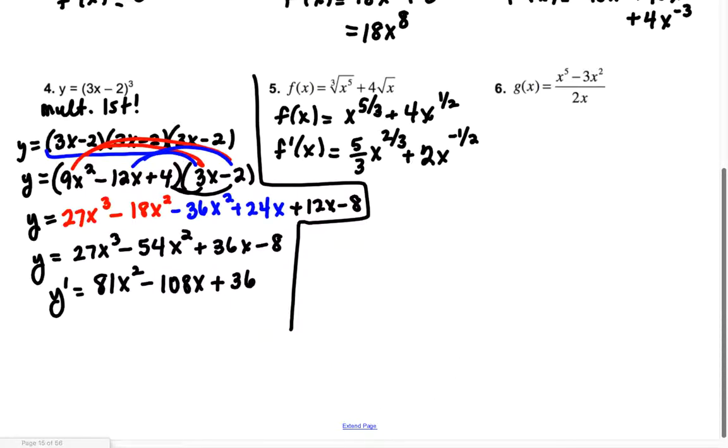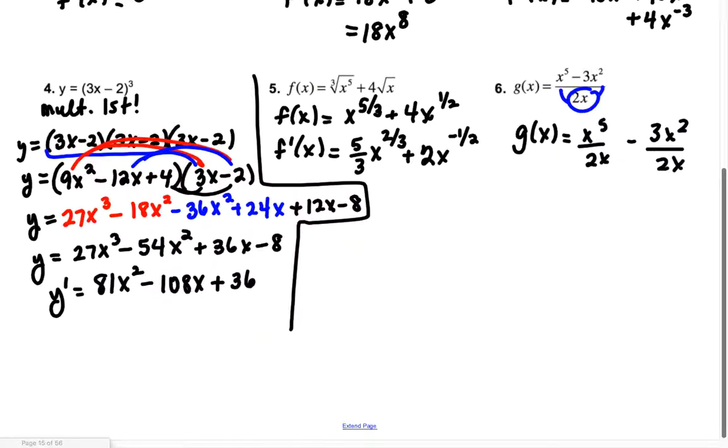All right, let's try the next one. I love these ones. I love when there's like a monomial on the bottom. Now, if this had been like a 2x plus 1, we can't do it. We can't bring the 2x and plus 1 into everything. But if there's just a single term on the bottom, it can go into both of those. So we first rewrite it. So we're like, oh, I just have x to the 5th divided by the 2x, and I have the minus 3x squared divided by 2x.